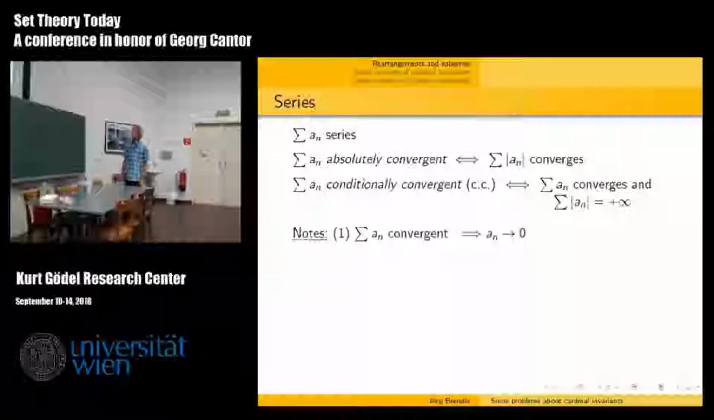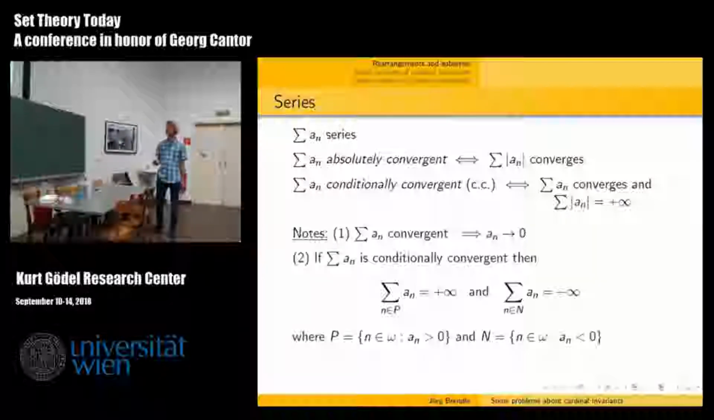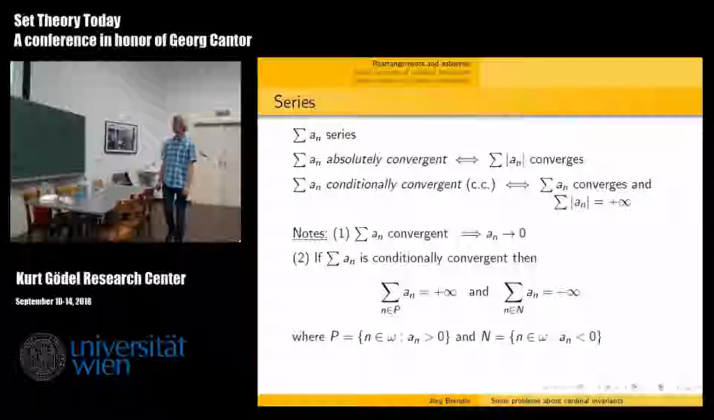Let me make a few notes about this. All of you know that if a series is convergent, then the sequence of the a_n also has to converge as a sequence. What's more interesting is the next observation, because this will be used a little bit in the discussion later on.